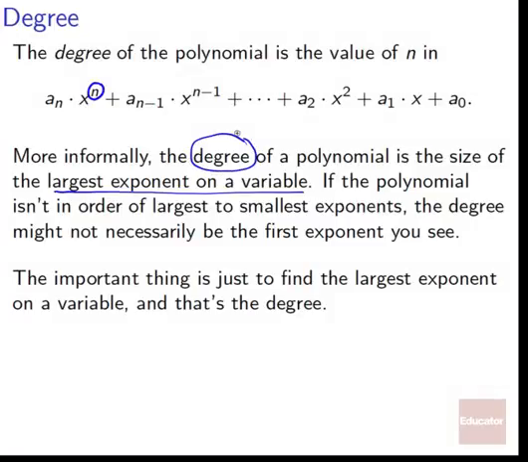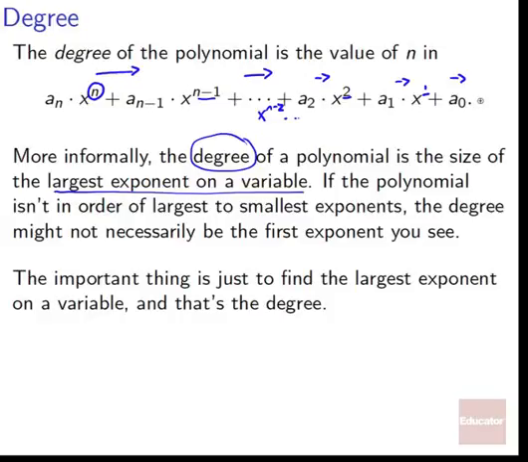If the polynomial isn't in order of largest to smallest exponents, so normally we're in order, right? We go x to the n, and then next we're at x to the n minus 1, and then next we'd be at x to the n minus 2, and so on and so on, until eventually we get to x squared, and then x to the 1, and then, although you might not remember this from exponent work before, x to the 0, which we'll talk about in exponents later on. But the point is we keep lowering the exponent, right? We keep going and going until we're finally at a constant.